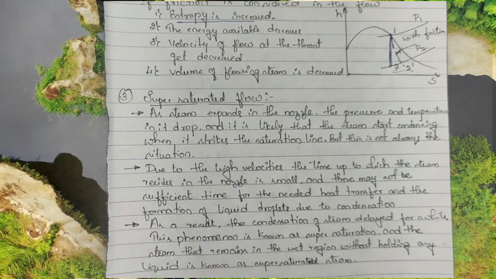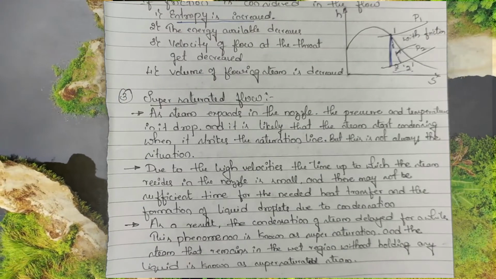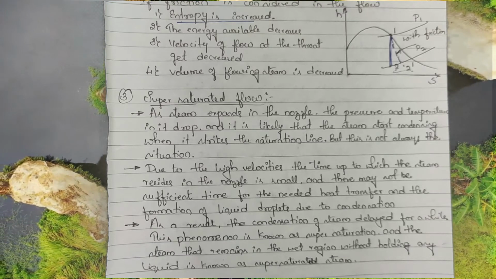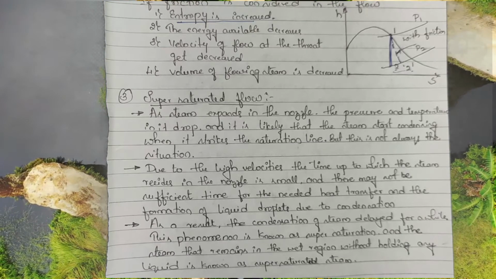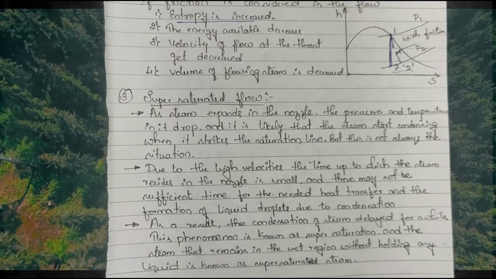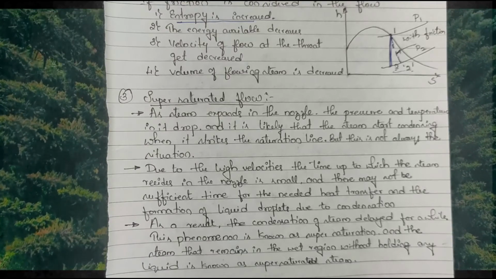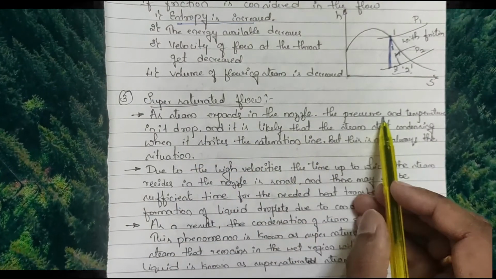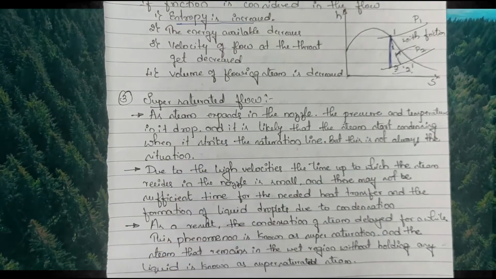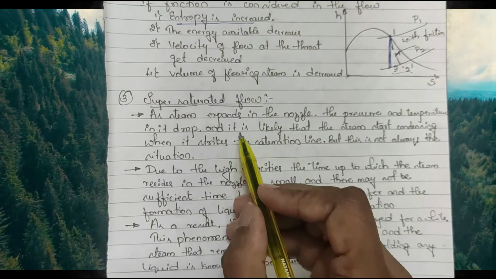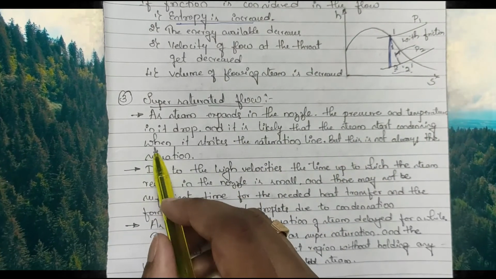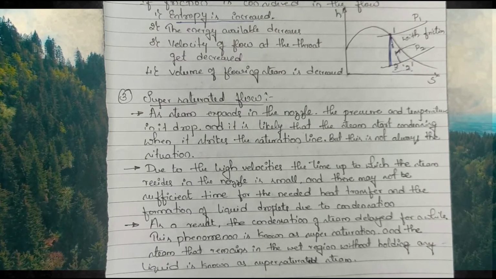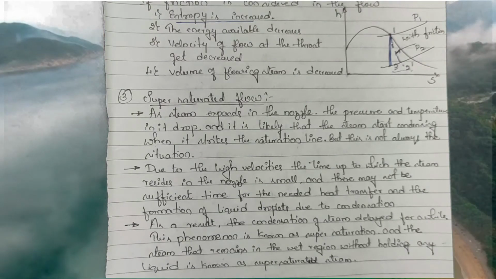Next, last is supersaturated flow. If you work in a supersaturated flow, automatically the efficiency of the system will increase, because you are supplying more than 100 degrees Celsius. 100 is the saturation; you are supplying more than that, so it is supersaturated. The steam expands in the nozzle, and its pressure and temperature drop. It is likely that the steam starts condensing when it strikes the saturation line. But this is not always the situation throughout the nozzle.